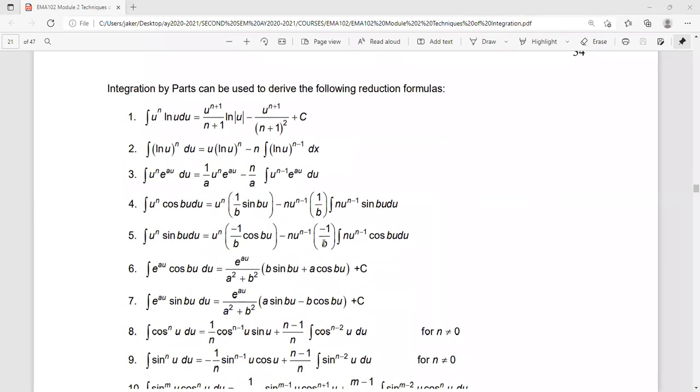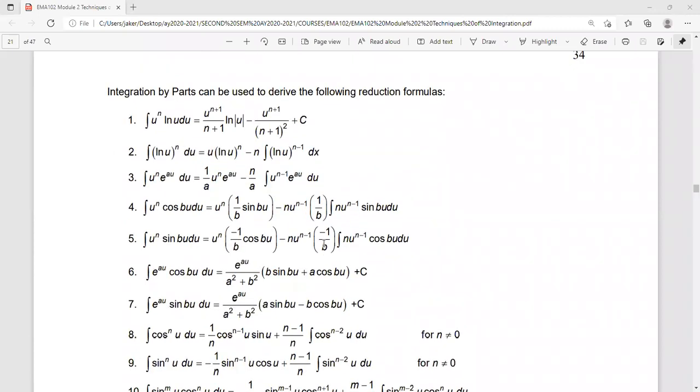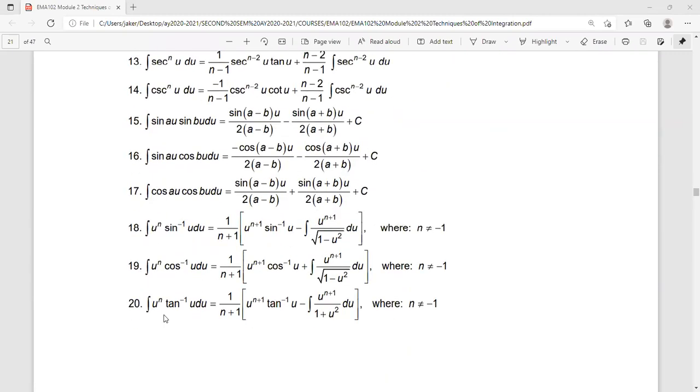Now, these reduction formulas allow you to answer directly without having to do by parts. Meaning, you need not show the u and determine the du, or show the chosen dv and determine the v, and then apply the by parts formula, which is uv minus the integral of v du. You can directly use the formulas that you have here, and there are 10.